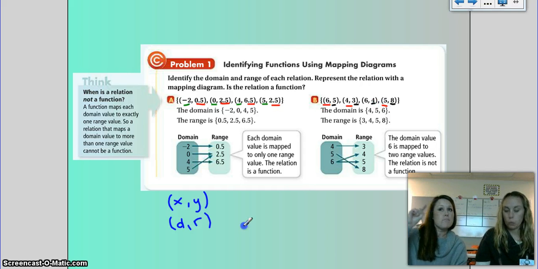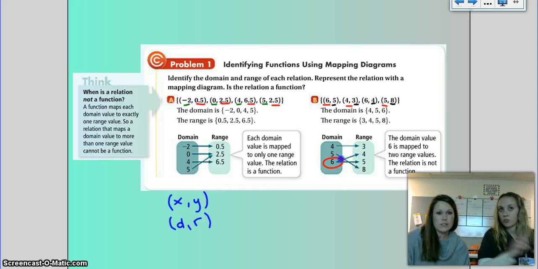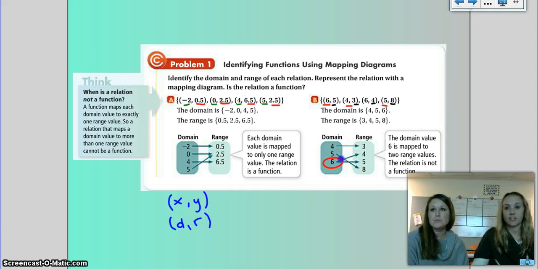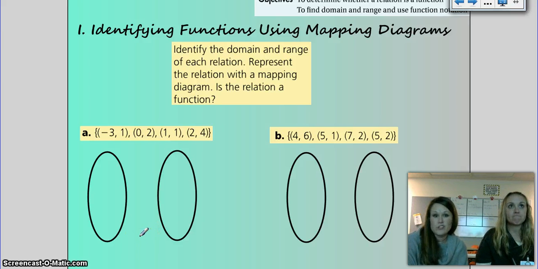Now, if I draw the map, which is what we have below, we list those out, and then we draw arrows to the output that they're paired with, and what we can see is that they have a domain that is paired with an extra range. Yep. So this is not a function. Okay. So now let's try this out. These circles indicate the mapping diagram. So that's what you're going to do. You can draw 2 circles.